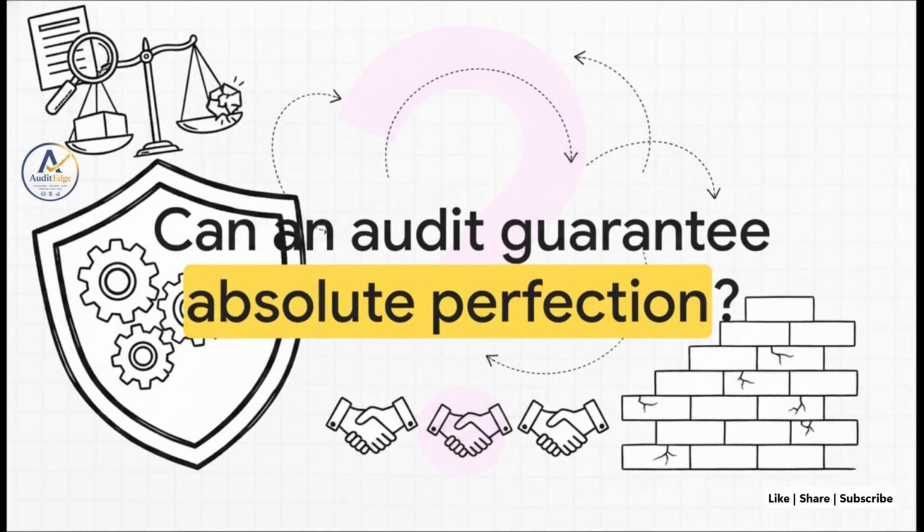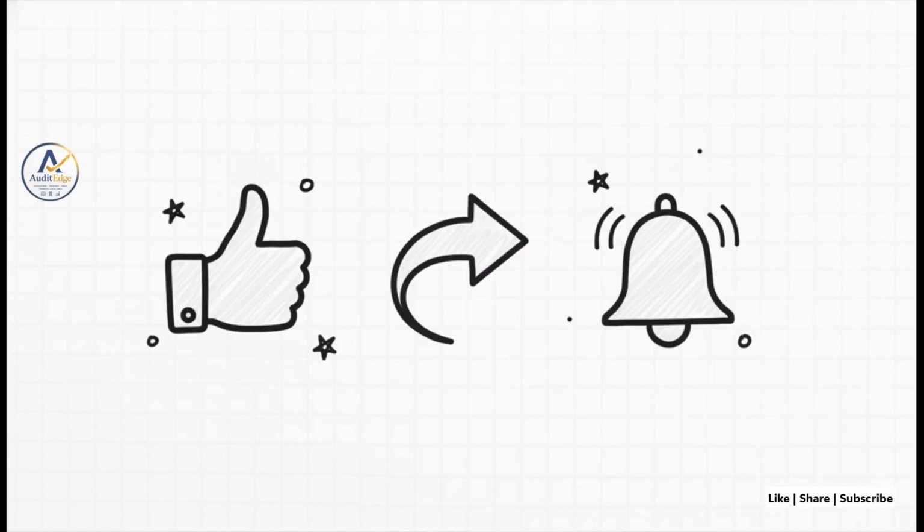Let's move on and see how this builds our final conclusion. Can an audit guarantee absolute perfection? The answer is a very clear no. Because of inherent limitations, audit evidence is persuasive rather than conclusive. But it does provide reasonable assurance. While an audit isn't a magic absolute guarantee, it remains a highly reliable, structurally sound mechanism. So, the next time you rely on an audited financial report, ask yourself, are you looking at a guarantee of absolute perfection or the result of a rigorous, reasonable assurance process?